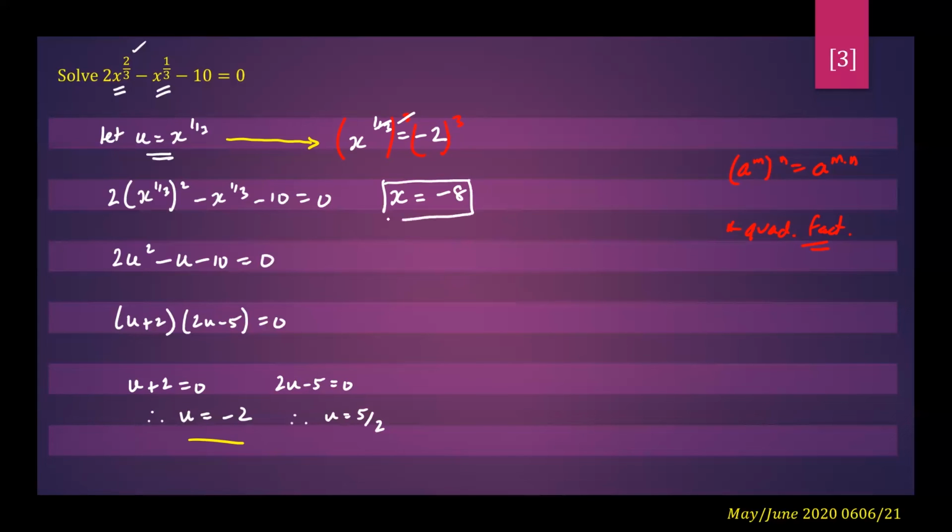That's our first solution. From our second factor, we said u equals 5 on 2 down here. So we're going to write x to the 1/3 equals 5 on 2. So again, we'll raise both sides to the power 3. And 3 times 1/3 will be 1. So we'll have x equals 5 on 2 cubed. Therefore, x will equal 125 on 8. And that's your second solution.